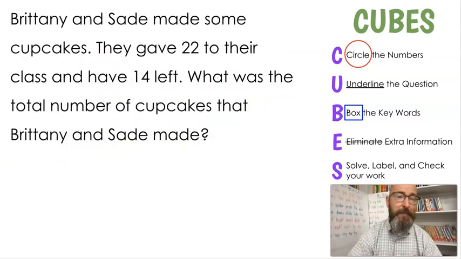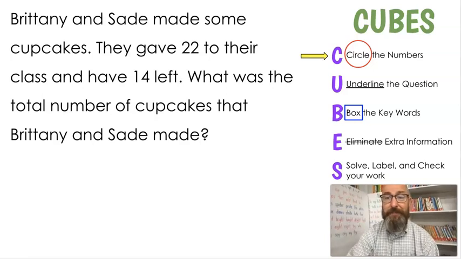All right, let's do one more. Brittany and Sade made some cupcakes. They gave 22 to their class and have 14 left. What was the total number of cupcakes that Brittany and Sade made? So let's start with the C. C stands for? Circle the numbers. Find the numbers, and what are they? 22 and 14.